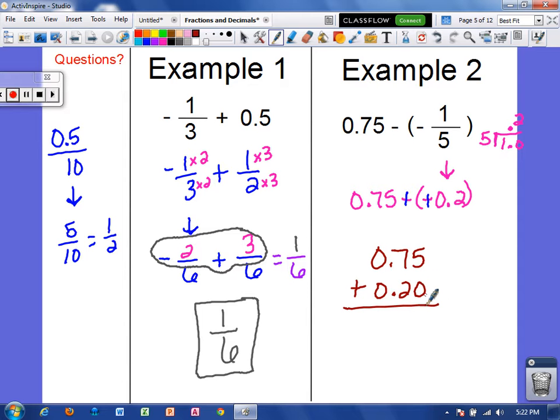Empty space can be filled with a 0. 5 plus 0 is 5. 7 plus 2 is 9. Bring down the decimal, and that makes 0.95.